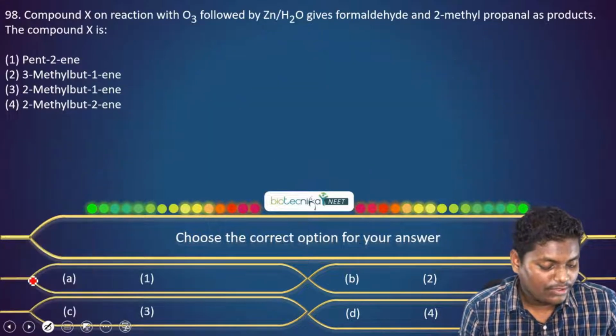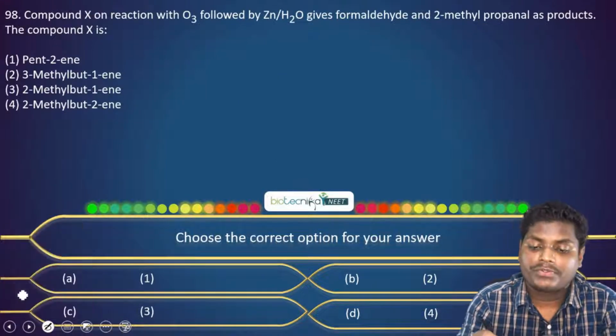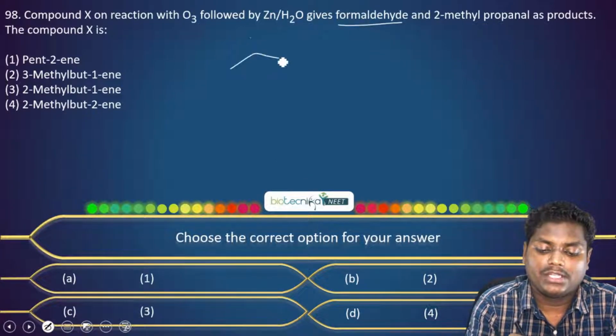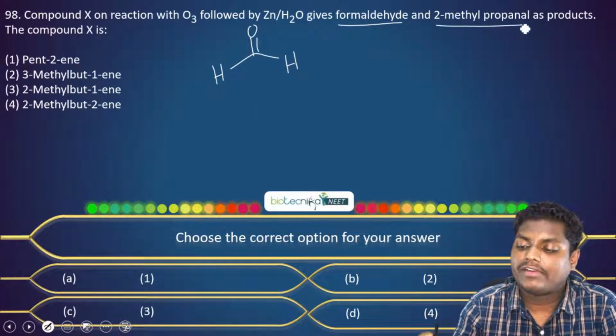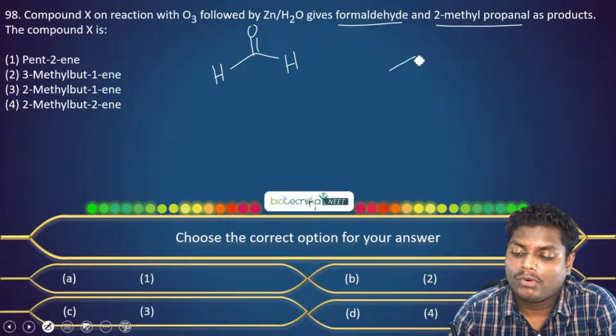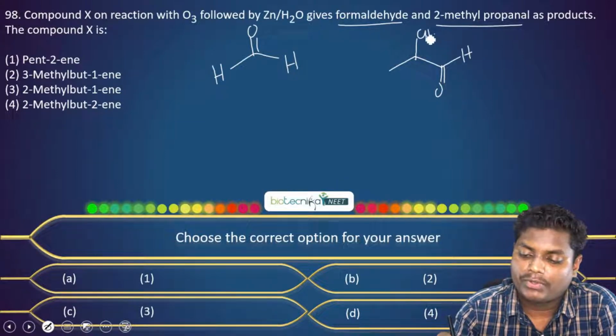Okay, so let's see what is given in the options. They have given us formaldehyde, this is the structure of formaldehyde, and they have given us 2-methyl propanal.